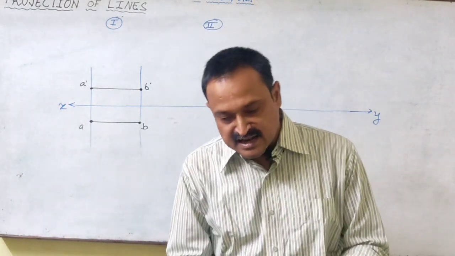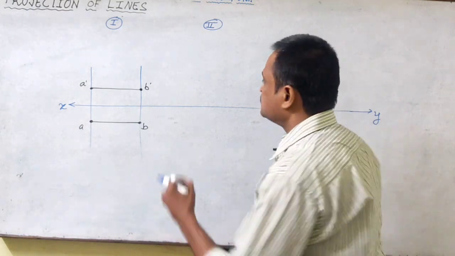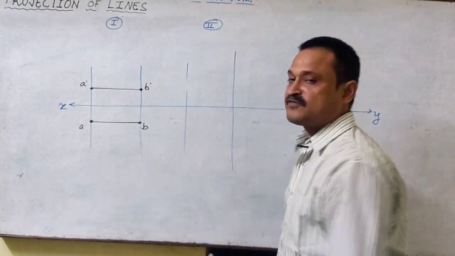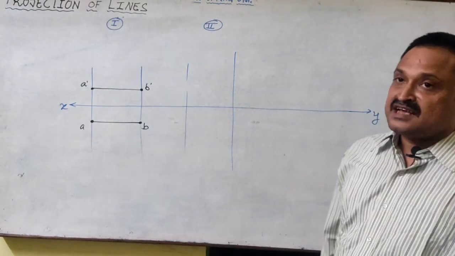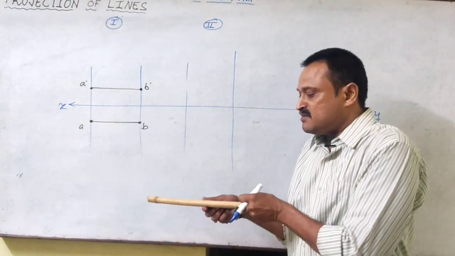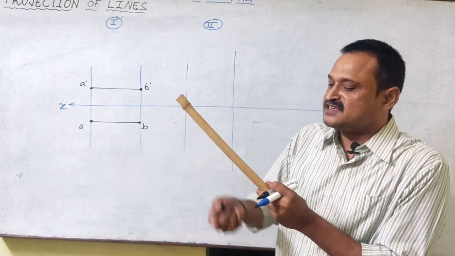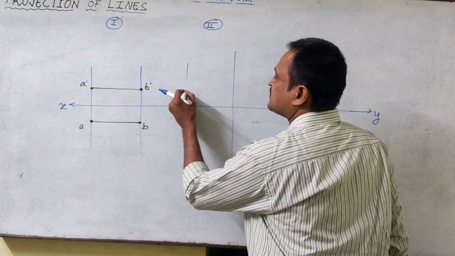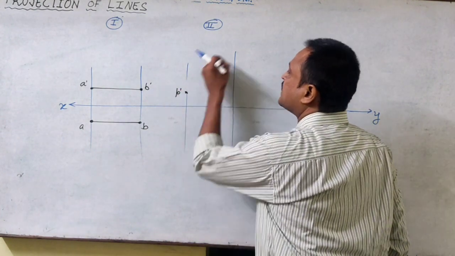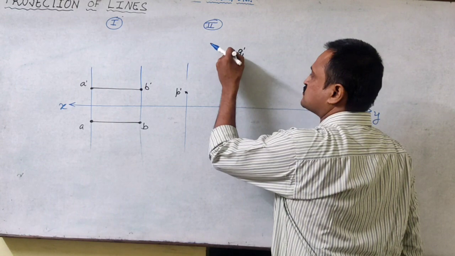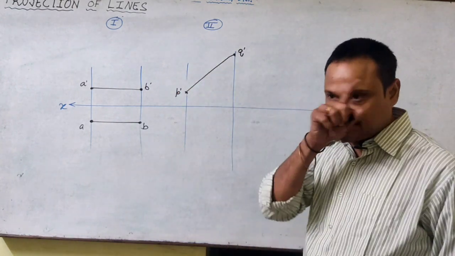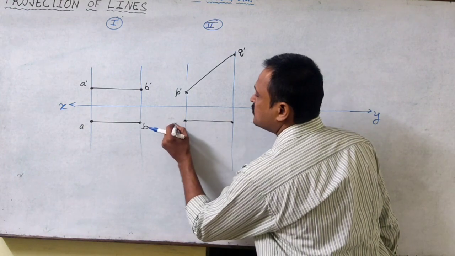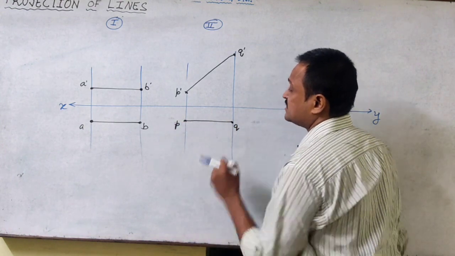what we have seen, the line is parallel to VP. So say this is projector of P, this is projector of Q. The line is parallel to VP, inclined to HP. If it is inclined to HP, the heights of P and Q are different. So say this is P dash and this is Q dash. So that is how we got the front view image, and the top view image again parallel to the reference line XY.